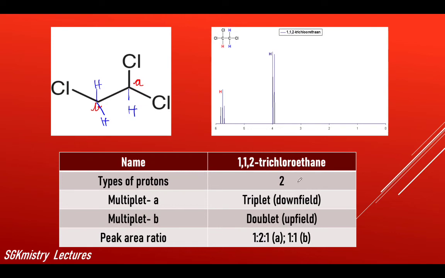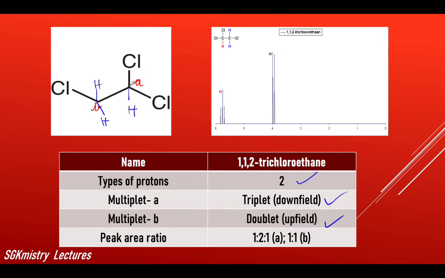So you can see here the types of protons are 2. For A, as I have already told, there are 2 neighboring atoms, so this will give a triplet. For B, there is only 1 neighboring atom, so it will give a doublet. So the peak area ratio will be 1:2:1 for the triplet. For the doublet, it is 1:1.